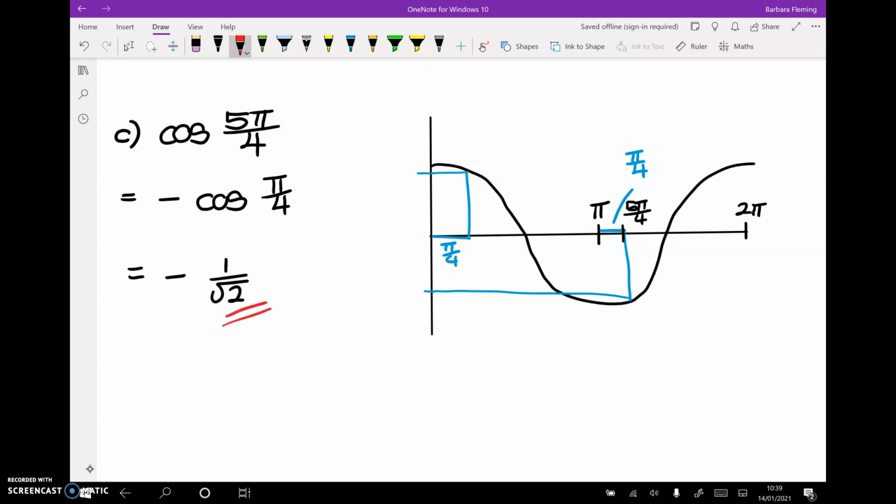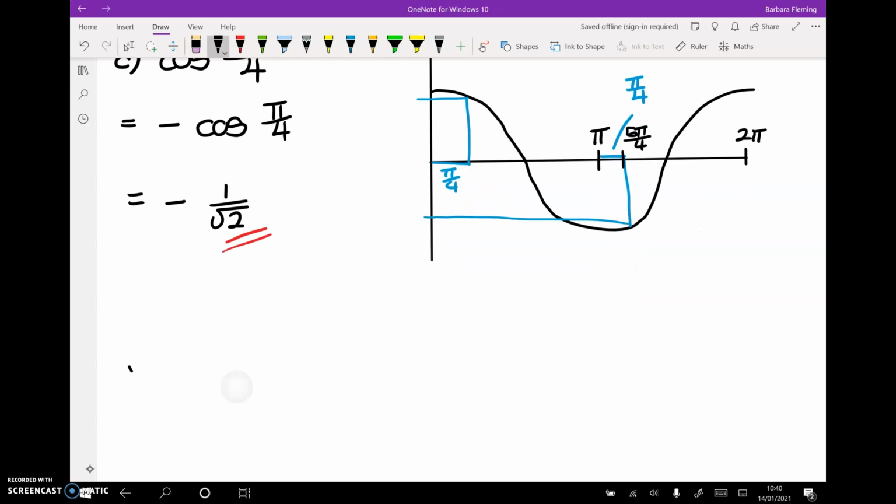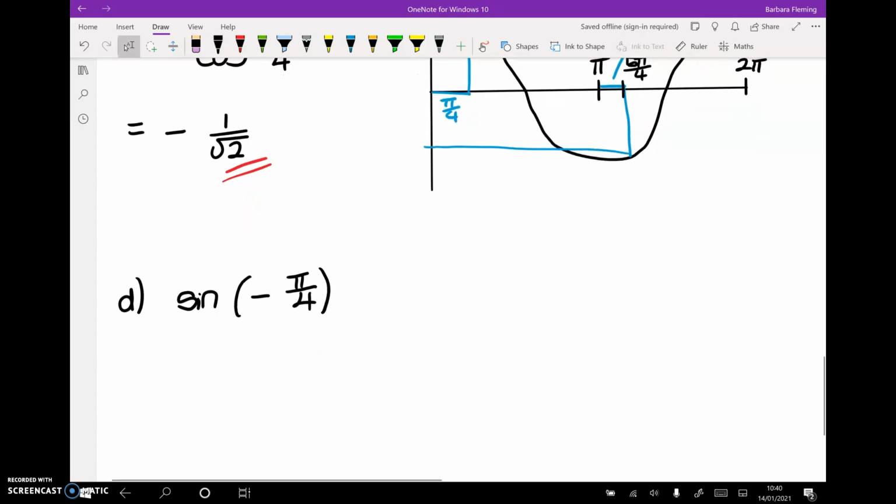For D then, I'm going to go through that one as well. So we've got sine of minus pi over 4. So again, we're in pi over 4 territory here. So we're thinking about that sort of 45 degrees.